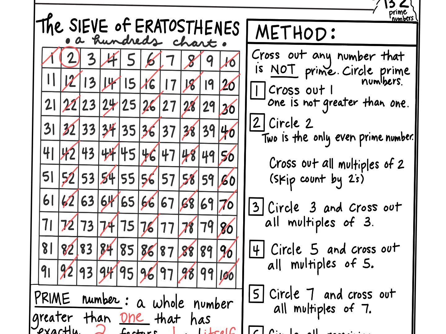Okay, then we're going to circle 3, and we're going to cross out all of the multiples of 3. Why would I cross out all of my multiples of 3? Because if it's a multiple of 3, it can be divided by 3. So we're going to skip count by 3. So 3, 6 is already done. 9, 12, 15.